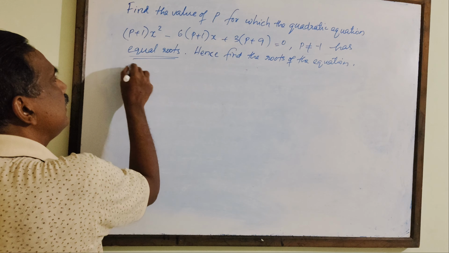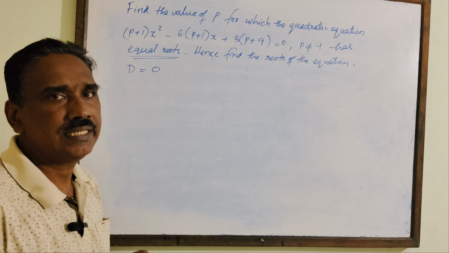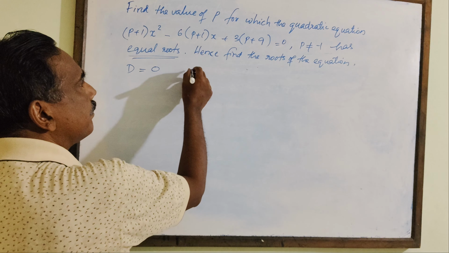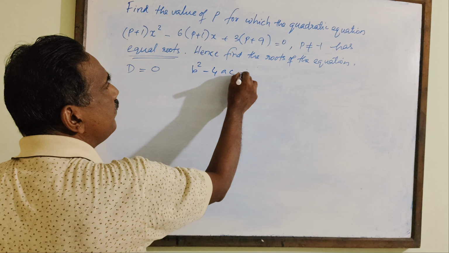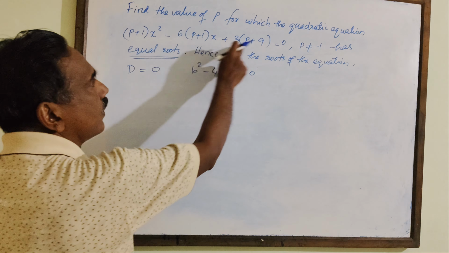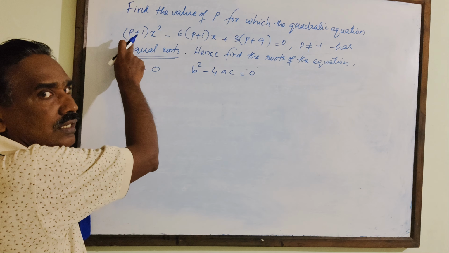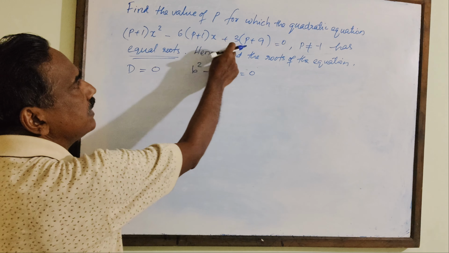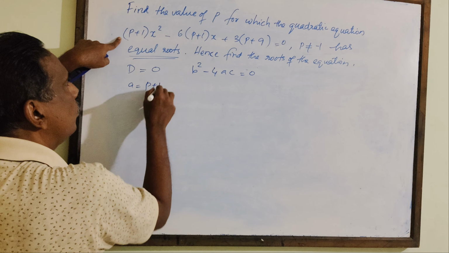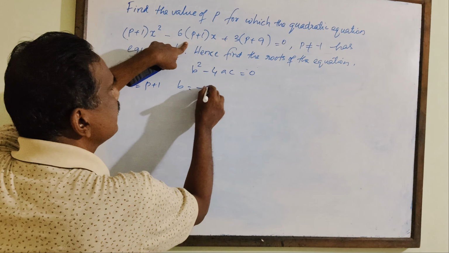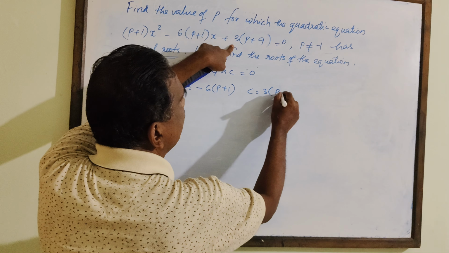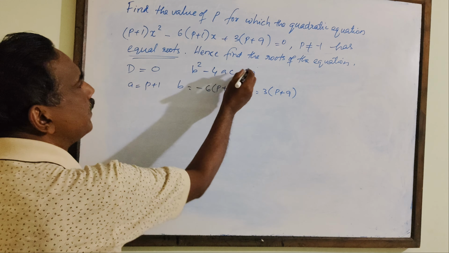What does it mean? The discriminant is equal to 0. That is, if a quadratic equation has equal roots, discriminant will be 0. That is, b square minus 4ac term will be equal to 0. What is b square minus 4ac? You see the quadratic equation. This is actually the general formula ax square minus bx plus c equal to 0. So a is p plus 1, b is this one minus 6 into p plus 1, and c is this one 3 into p plus 9. So b square minus 4ac equal to 0.